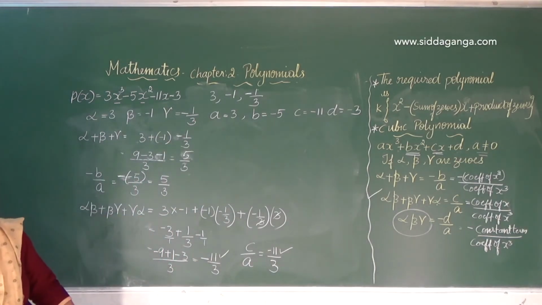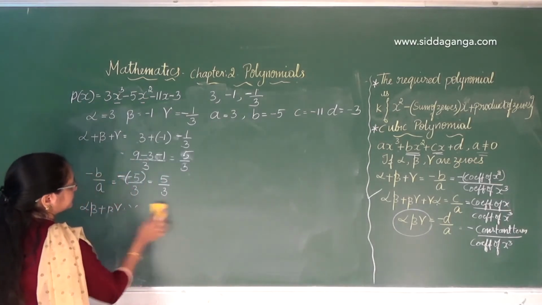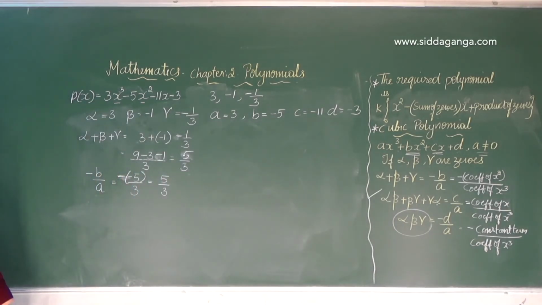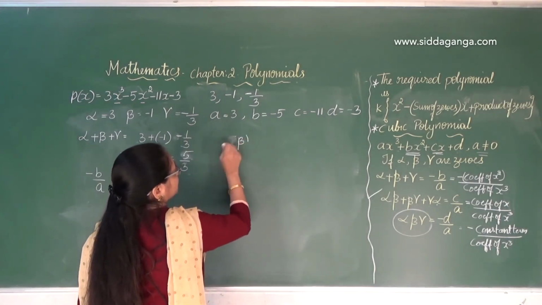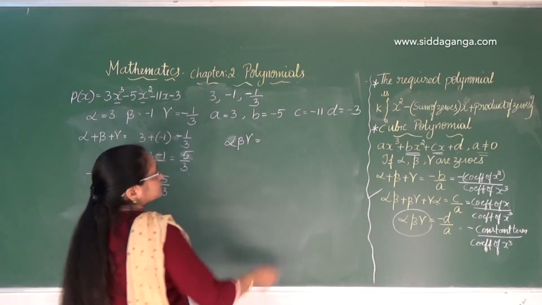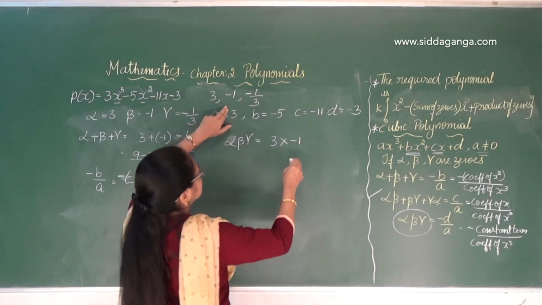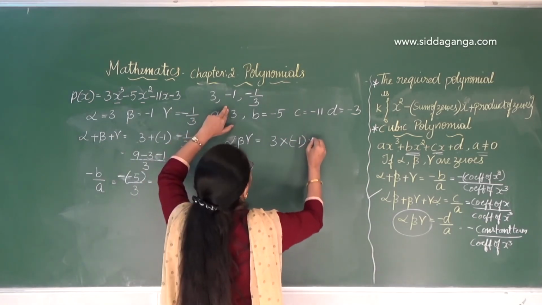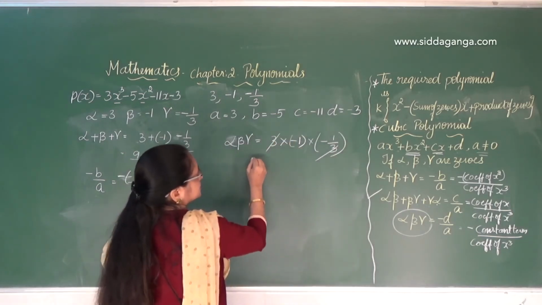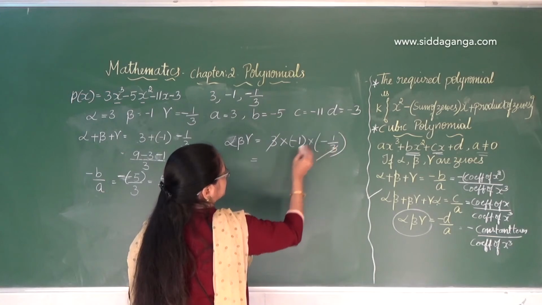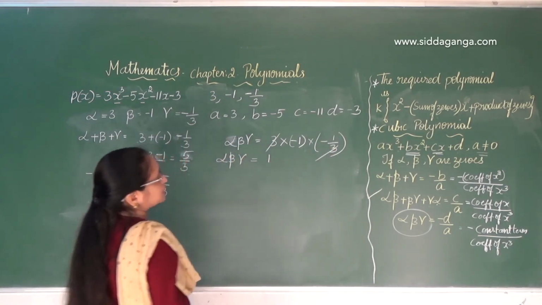And the last one we have alpha beta gamma. Alpha beta gamma is equal to alpha is 3 into minus 1 into minus 1 by 3. So 3 gets cancelled. This one will become minus 1 into minus 1, plus 1. So alpha beta gamma is equal to plus 1.